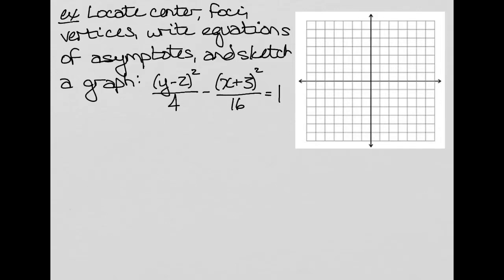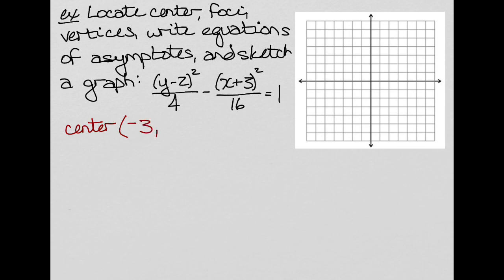All right, let's see what we can find out about this hyperbola. First thing to notice is that the center is not at 0, 0. Y minus 2 squared, x plus 3 squared. So the x coordinate of the center comes from the x term. This is x minus negative 3.